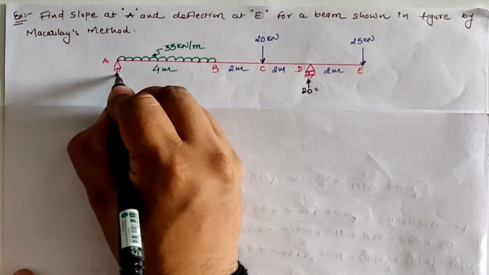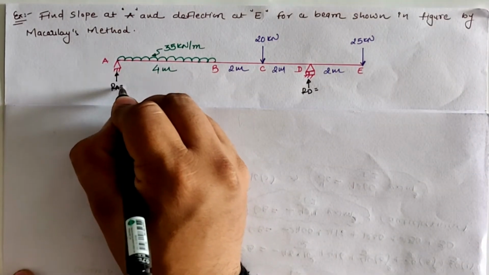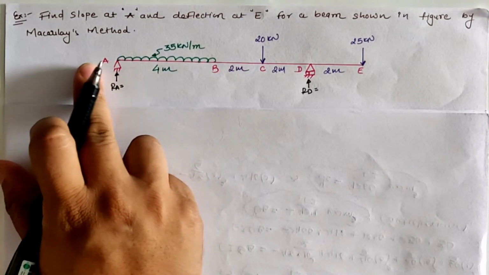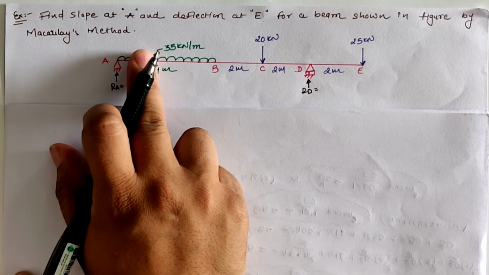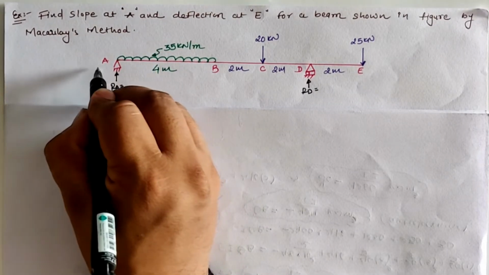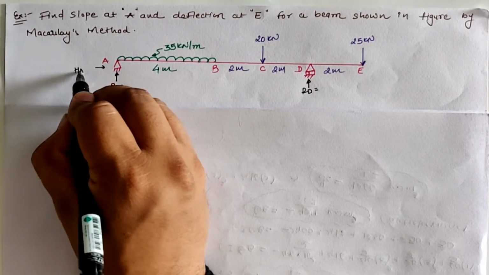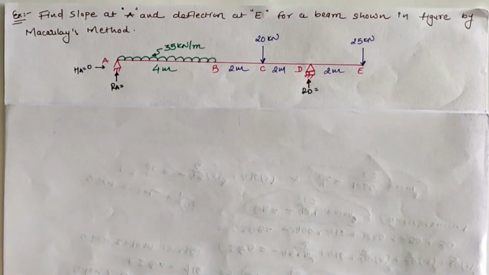At hinge support at location A, vertical reaction as RA and horizontal reaction as HA, but due to the absence of horizontal as well as inclined loading, our HA value is 0. So our value for HA is 0.